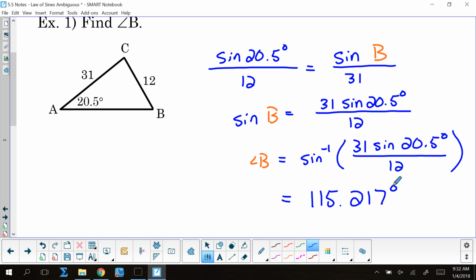Yes? How do you convert again from radians to degrees? Multiply by 180 and divide by pi. Yes? Everybody got 115.217 degrees?